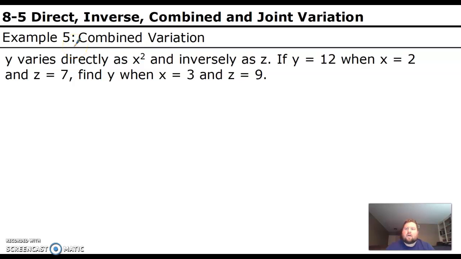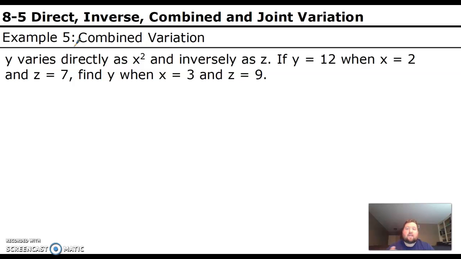All right, last type is called combined variation. So this is going to combine together both inverse and direct variation in the same problem. This one doesn't have a specific equation because depending on what the problem says, your equation could be different each time. So you really have to pay attention to when it says varies directly, when it says varies inversely, so you know what to do with those.